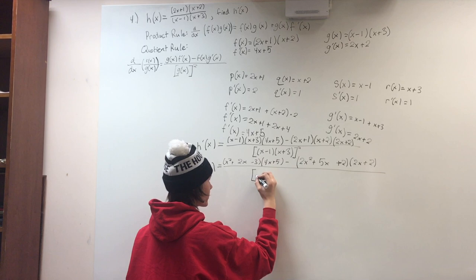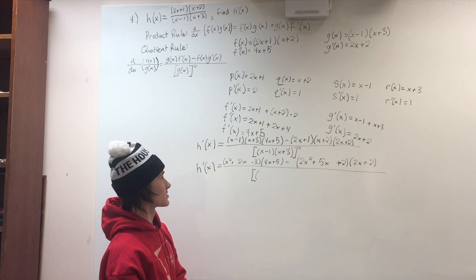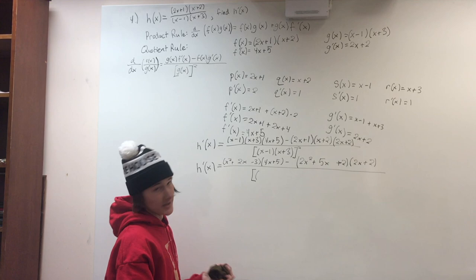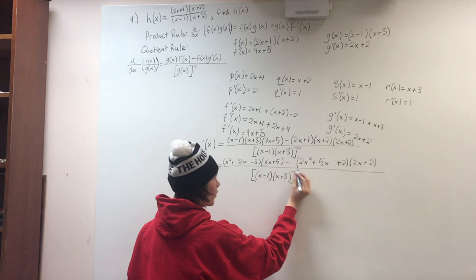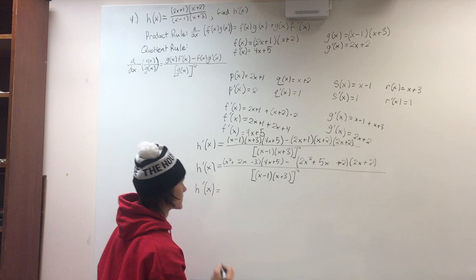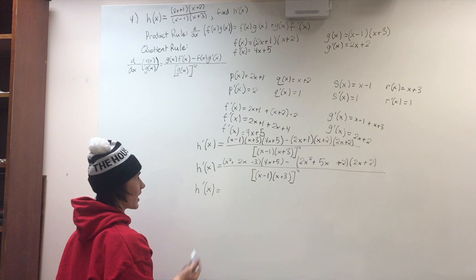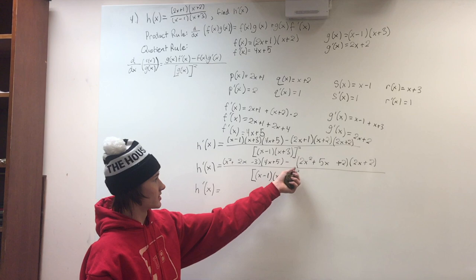And for the sake of this problem, we can leave that g of x squared as x minus 1 times x plus 3, all squared. We don't need to FOIL that in this case. This is going to be acceptable as the g of x squared in our final answer. So we're going to say x minus 1 times x plus 3 all squared. And now we're going to further simplify this. We're going to say the derivative of h of x is, at this point we're going to multiply in this 4x plus 5 to this x squared plus 2x minus 3, and this 2x plus 2 to this 2x squared plus 5x plus 2.